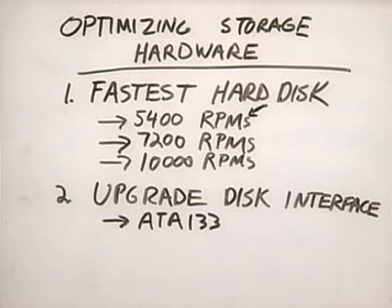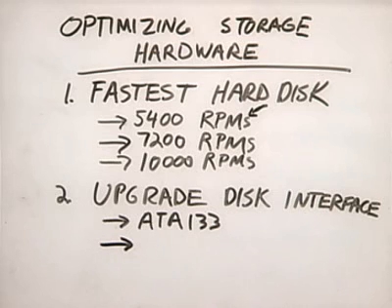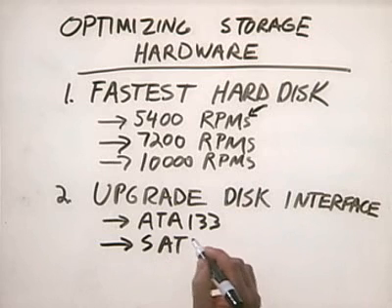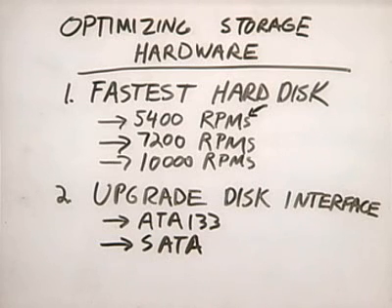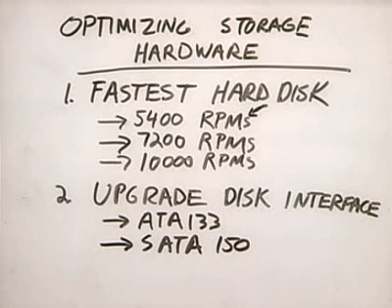If you really want some speed, then you need to move away from the older ATA/IDE disk interface and upgrade to a serial ATA disk interface. By doing this, you can upgrade your speed to 150 megabytes per second and even faster.